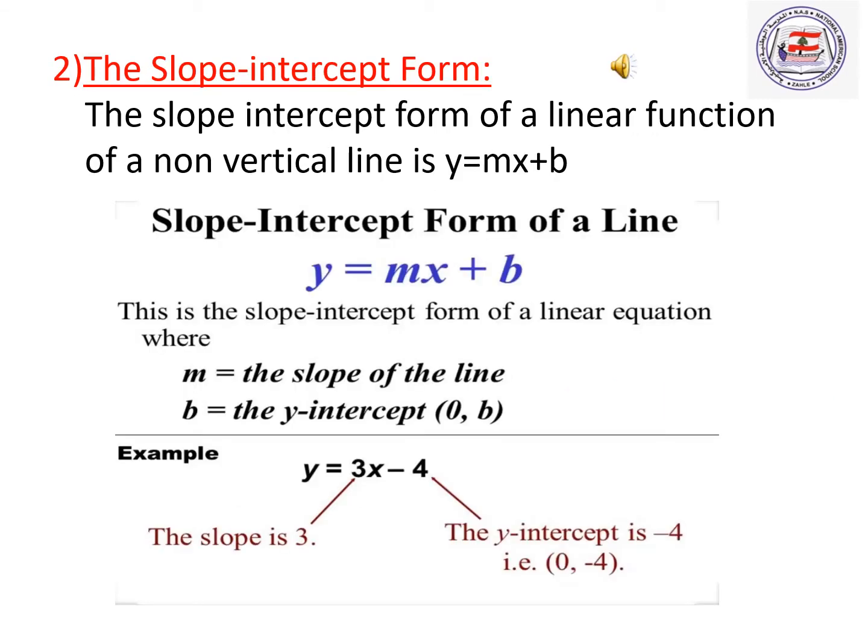The slope-intercept form of a linear function of a non-vertical line is y equal mx plus b. This is the slope-intercept form. m is the slope of the line, b is the y-intercept. Example, y equal 3x minus 4. The slope of this line is 3 and the y-intercept is -4, so this line crosses the y-axis at -4.